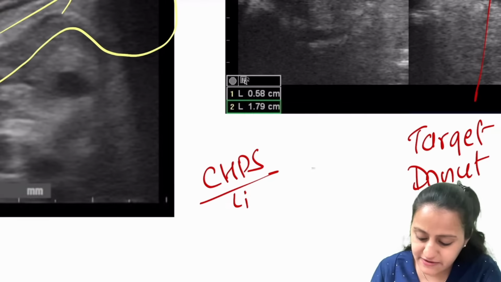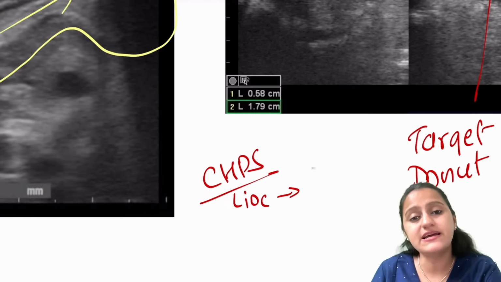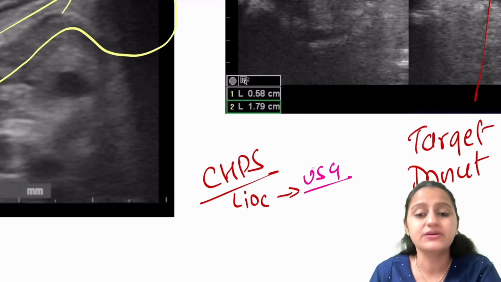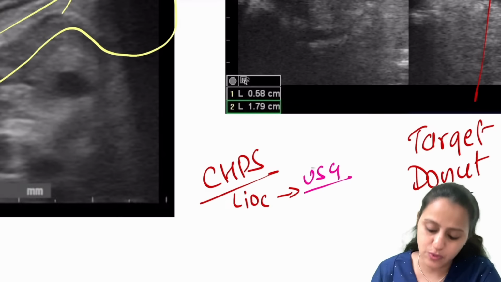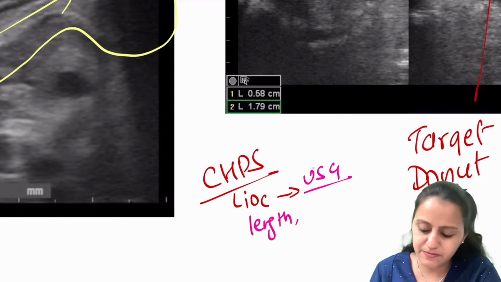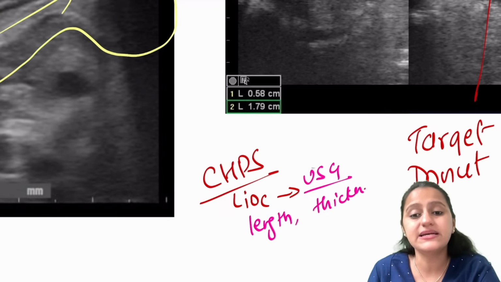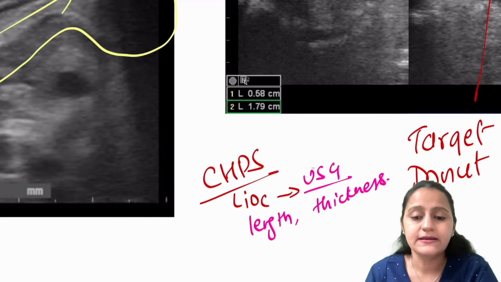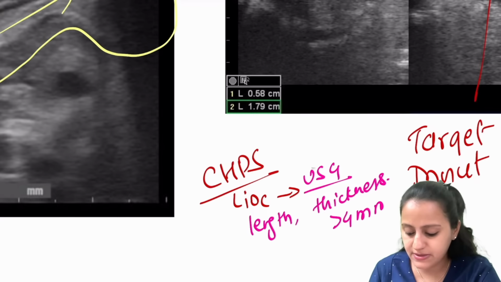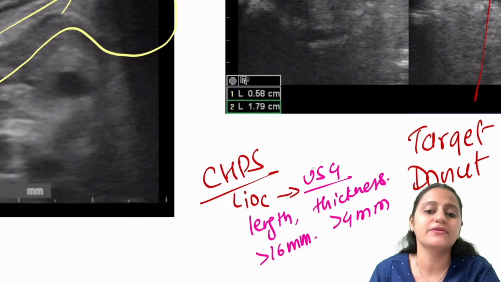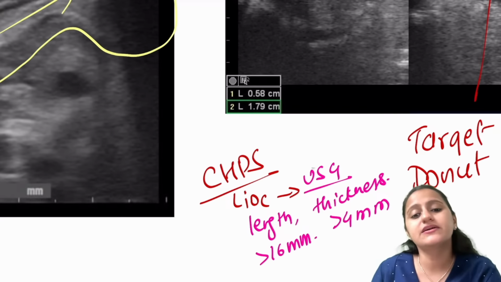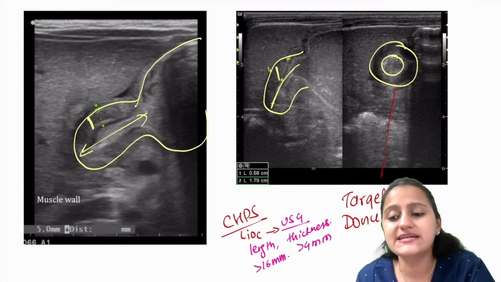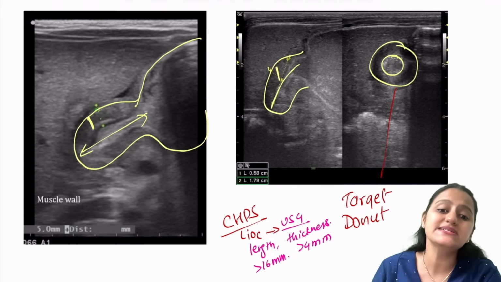Okay? What is the investigation of choice? Very frequently asked question. It is ultrasound. Why? Because in ultrasound, you want to measure the length of the pylorus and the thickness of the muscle wall. Thickness more than 4 mm, length more than 16 mm. Remember 4 and 4 square. Thickness more than 4, length more than 16. Okay, so this is CHPS. What is this one?